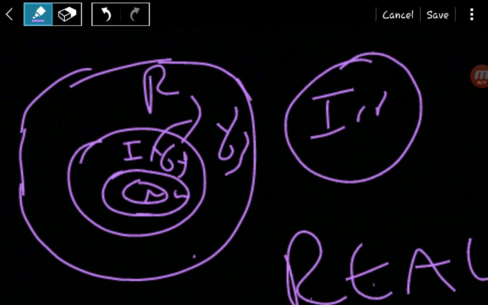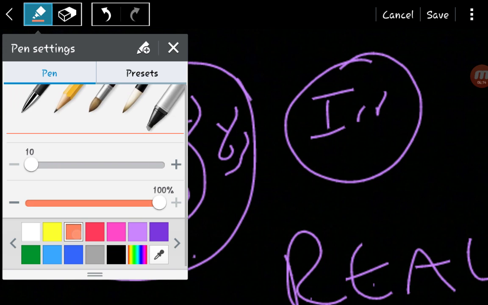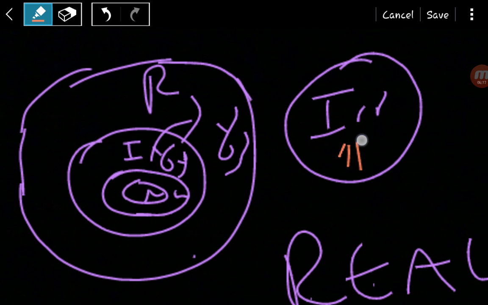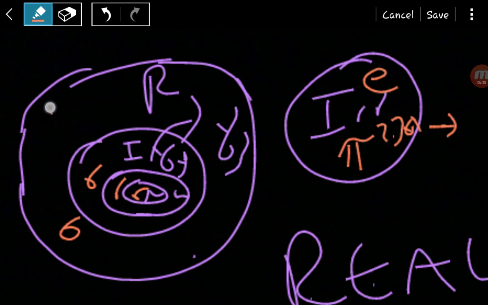So let's show some examples. Irrational numbers: pi, 2.63, and it goes on forever, E. And some rational numbers: 6, so this also goes in here, 77. Some integers, -6. Whole numbers, +6. See what I mean?